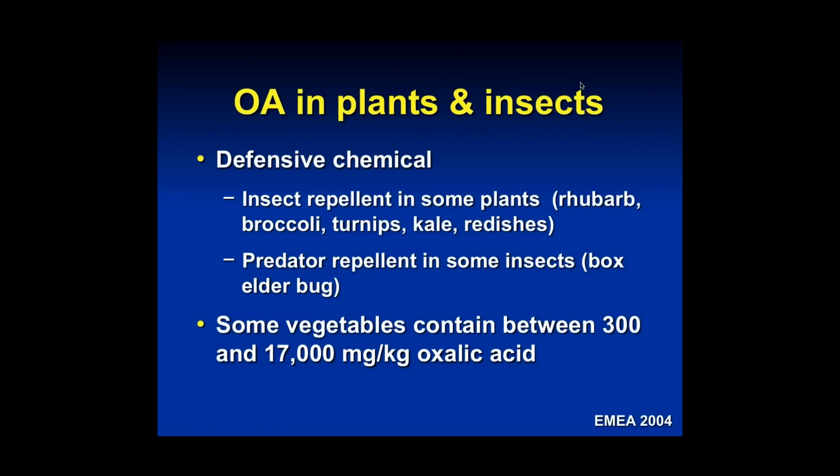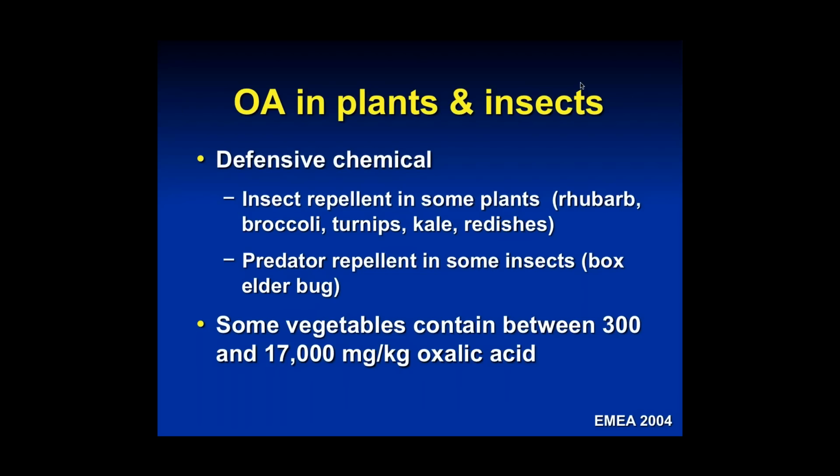Oxalic acid is a common material in plants and insects. It serves the role of being a defensive chemical in the plant world, and it causes insects that try to feed on it not to want to feed on it. Plants that we consume in our diet that have oxalic acid include rhubarb, broccoli, turnips, kale, radishes, and even chocolate has oxalic acid in it. It's also a predator repellent for some insects, the box elder bug. I'll tell you about that when I show something later.